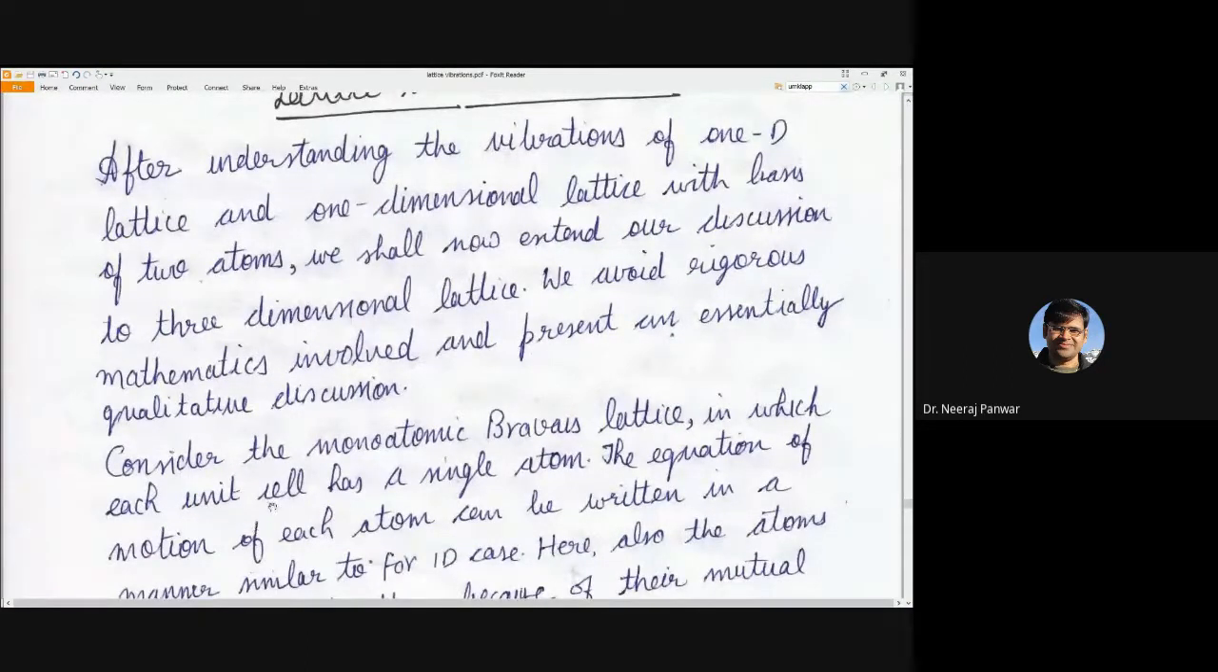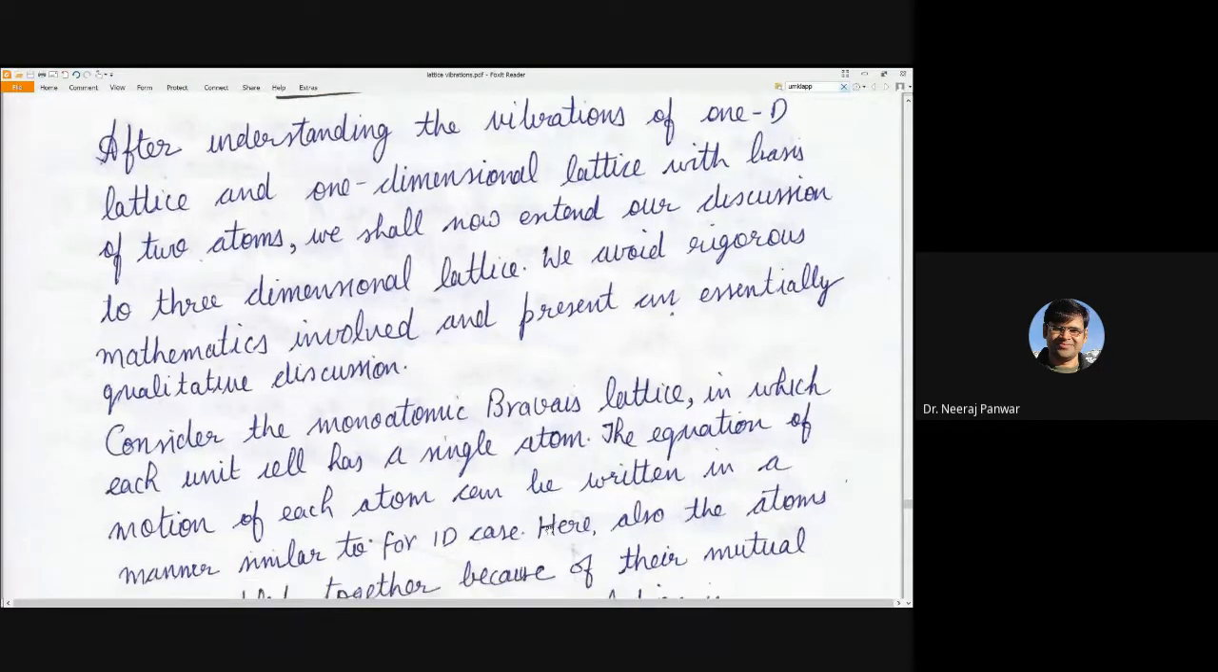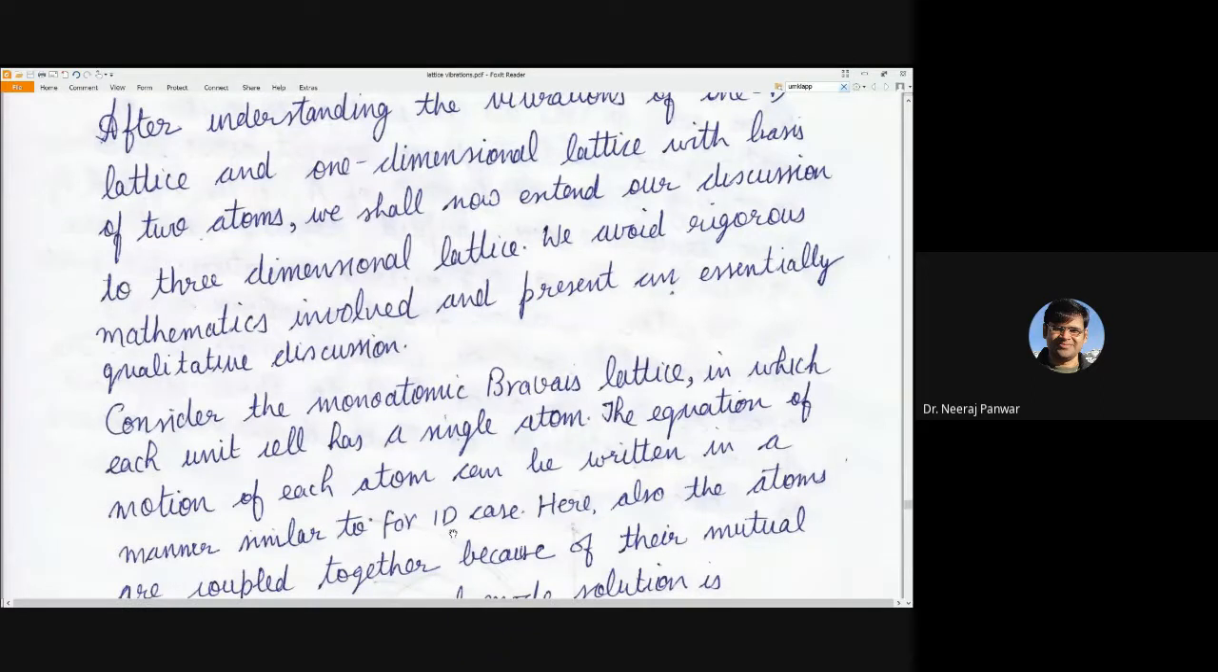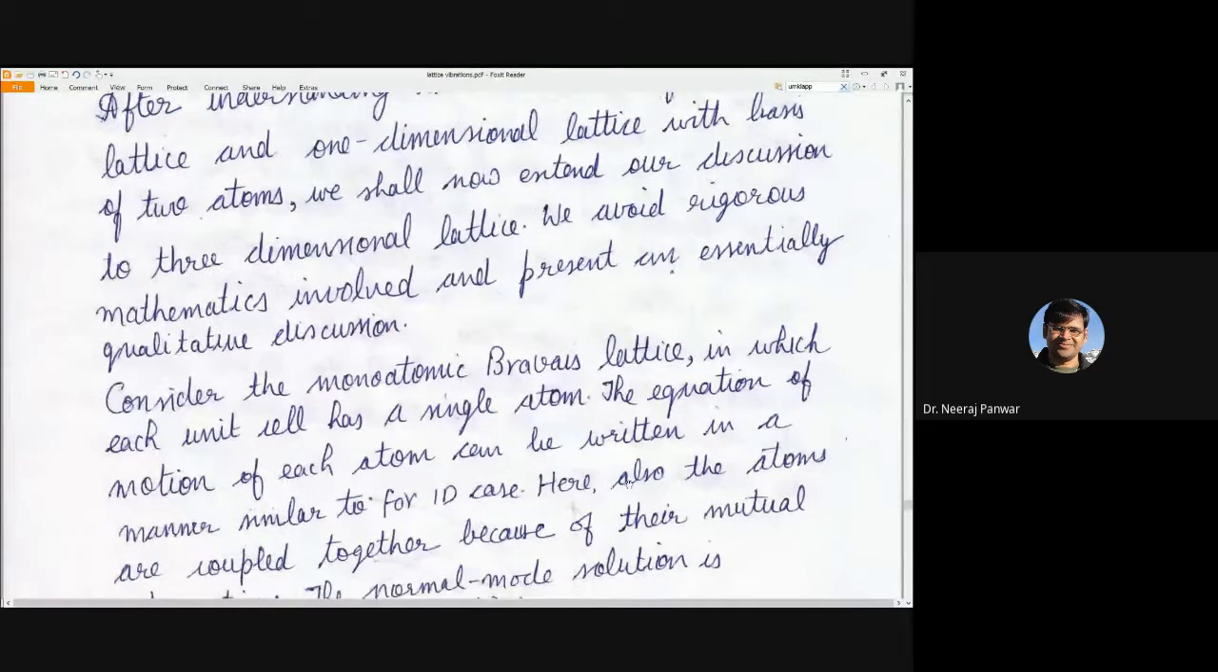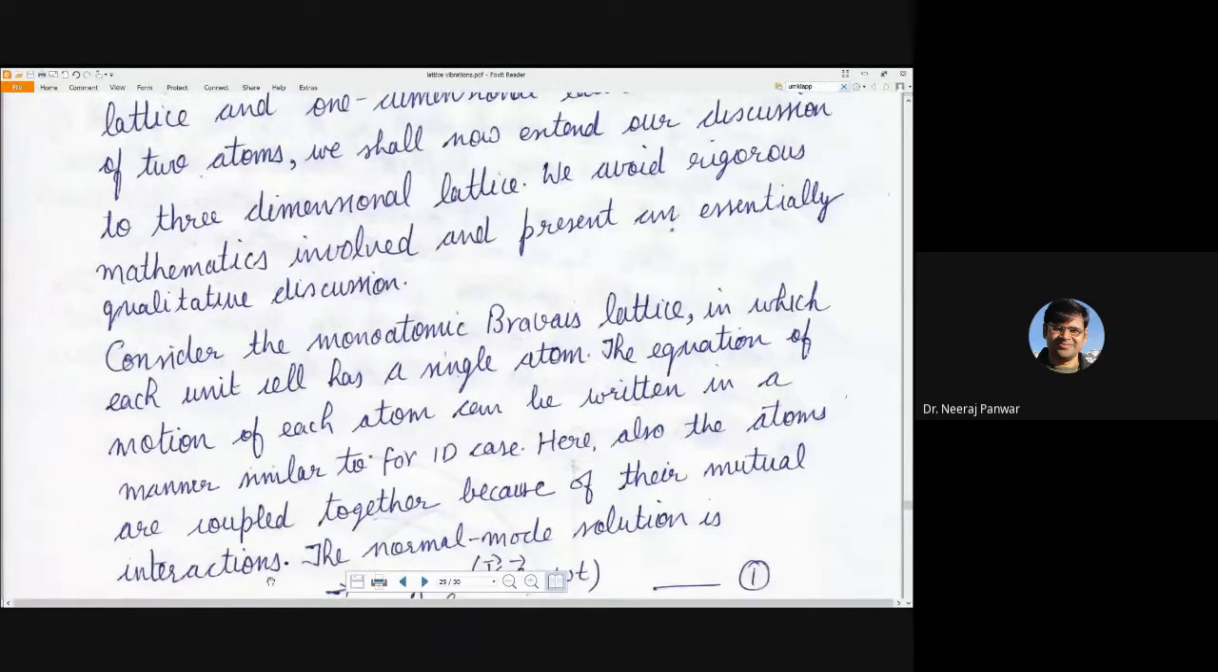So for this, we consider a monoatomic Bravais lattice in which each unit cell has a single atom. But now this Bravais lattice is a three-dimensional arrangement. It is a three-dimensional entity. The equation of motion of each atom can be written in a manner similar to the one-dimensional case. Here also the atoms are coupled together because of their mutual interactions.